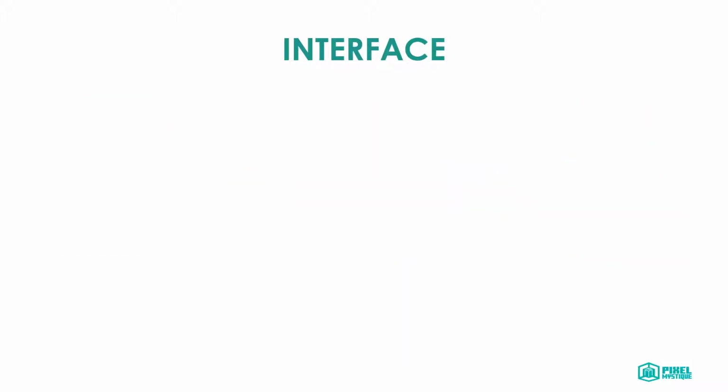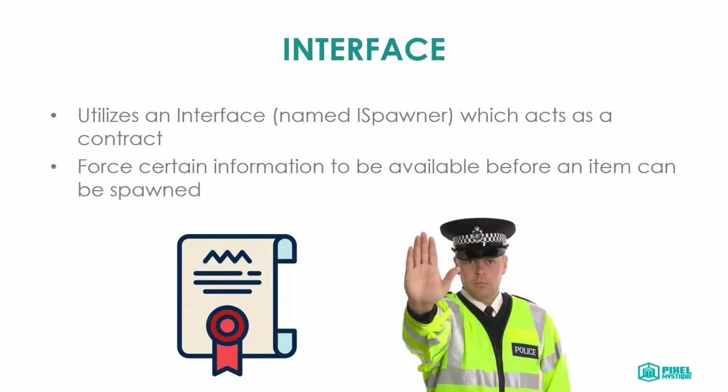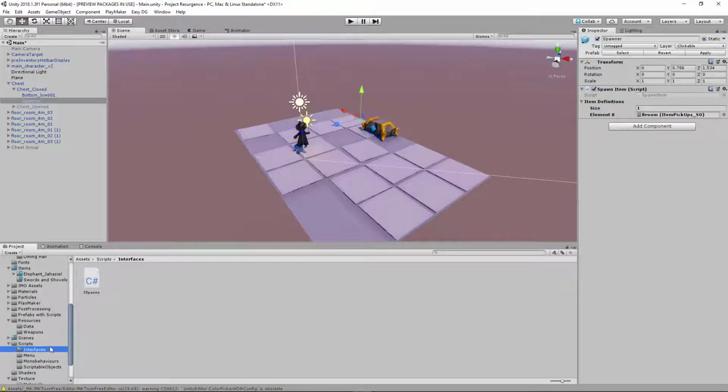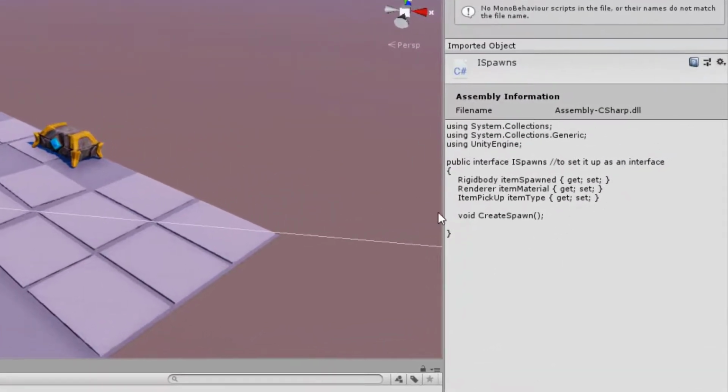The spawner uses an interface which acts as a contract, and in this project it's called iSpawner. This contract then forces certain information to be available before an item can be spawned. I feel that this is unnecessary for my project, but I'll keep it in the code for now, just in case. Who knows, maybe there's a use for it in the future.